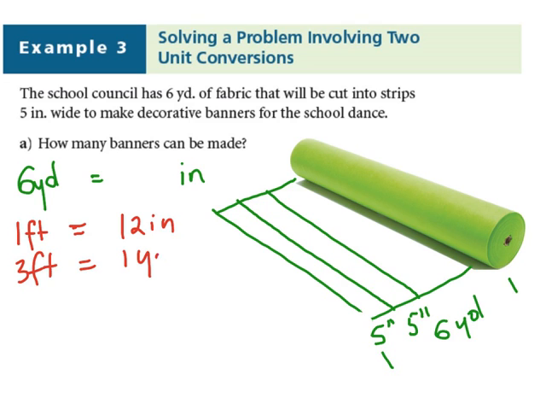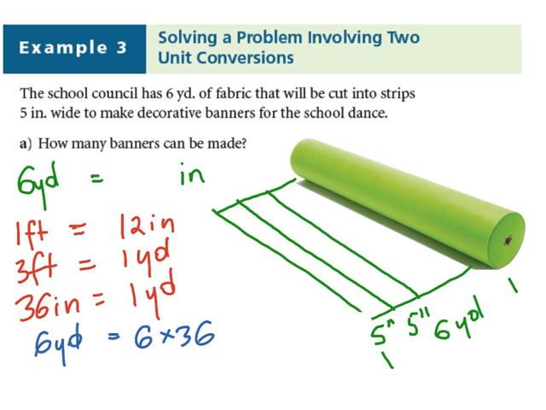And since we have 6 yards, it's the same thing as 6 times 36, which was 216 inches. So we know that 6 yards is the same thing as 216 inches. So now we could erase 6 yards and just put 216 inches. And how many of these banners, which are 5 inches in width, can fit across 216 inches?